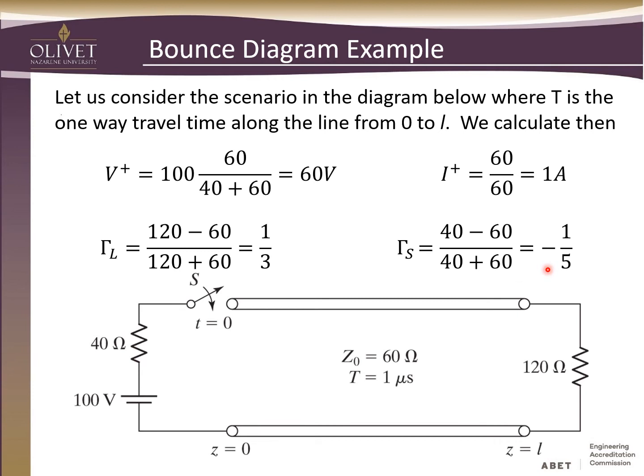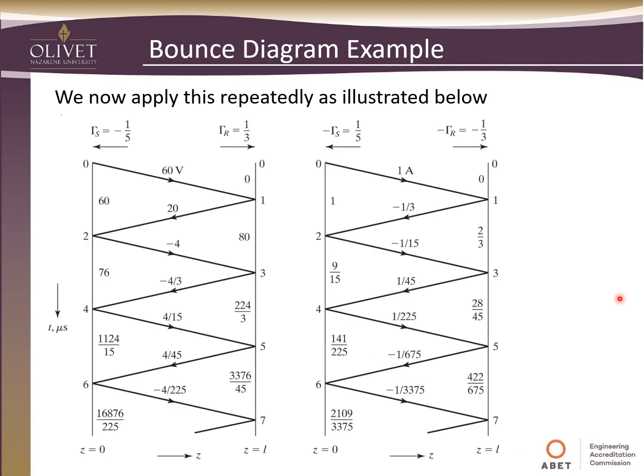So we should have everything we need now to start analyzing what's going on. We have our initial conditions, we have our reflection coefficients, we have our time that it takes to propagate, so let's take a look and see what happens. So here's our bounce diagram. Let's think about how this works.